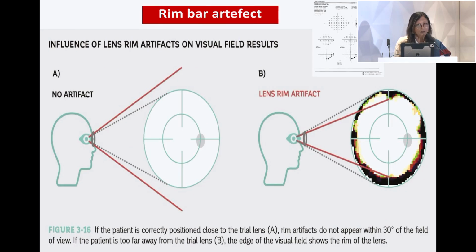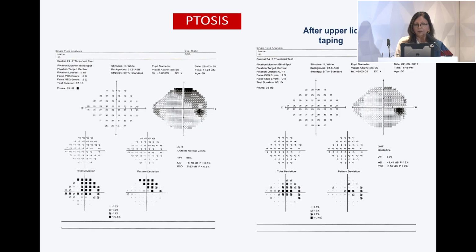Rim bar activate: that's when the trial lens is not close to the eye and the periphery of the trial lens actually comes in the way of the patient's visual field. That's when you get this kind of a rim bar activate as you see out there.